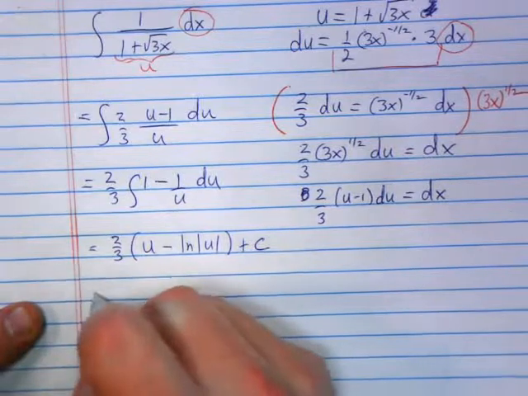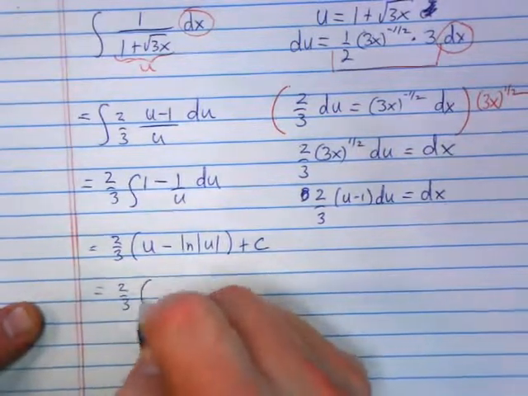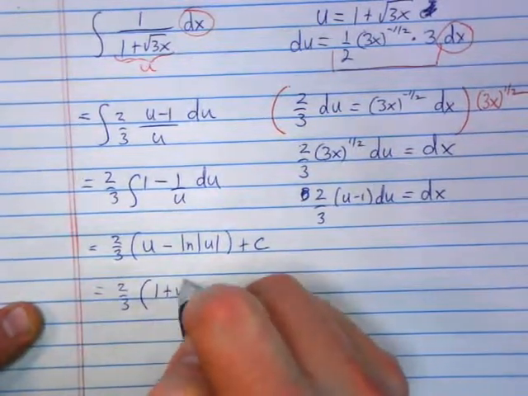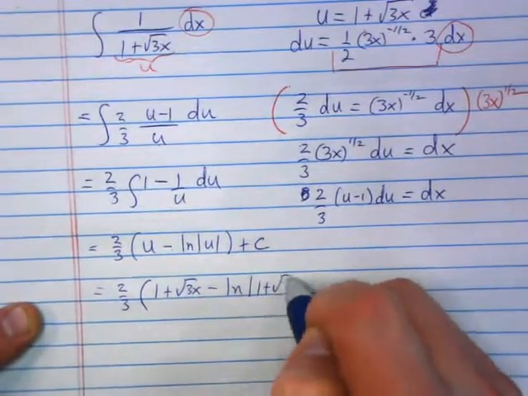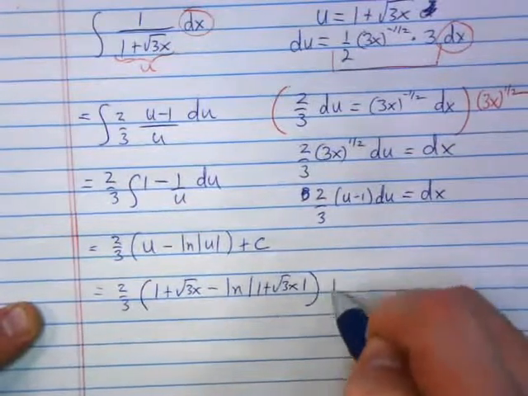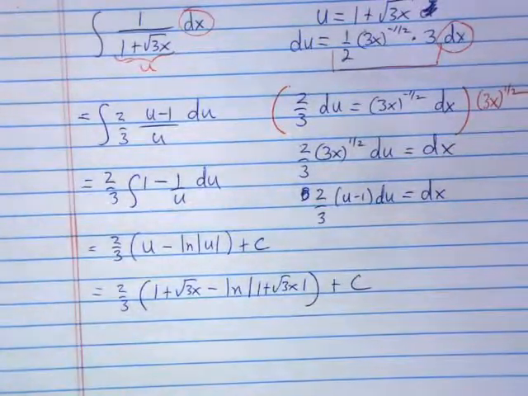And my last step, of course, is to plug my x's back in. So my final answer looks like 2/3 times 1 plus the square root of 3x minus ln of 1 plus the square root of 3x, plus c.